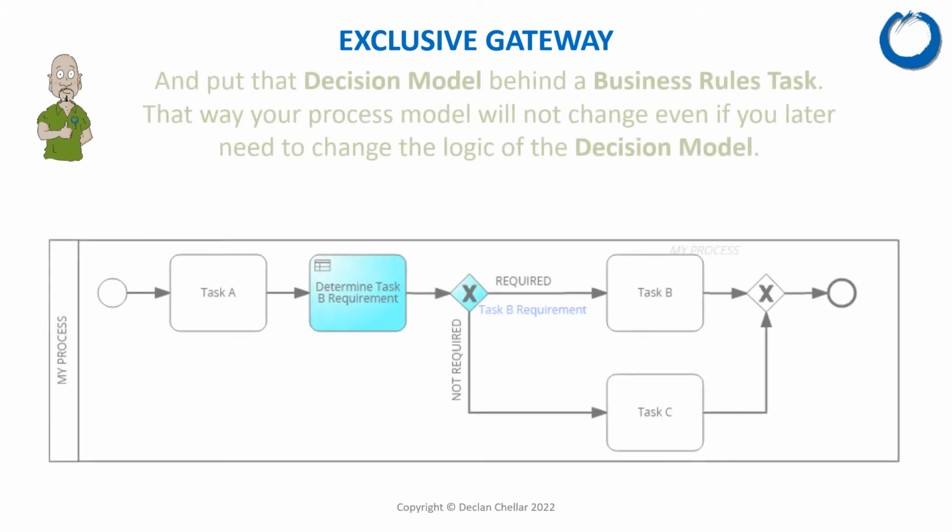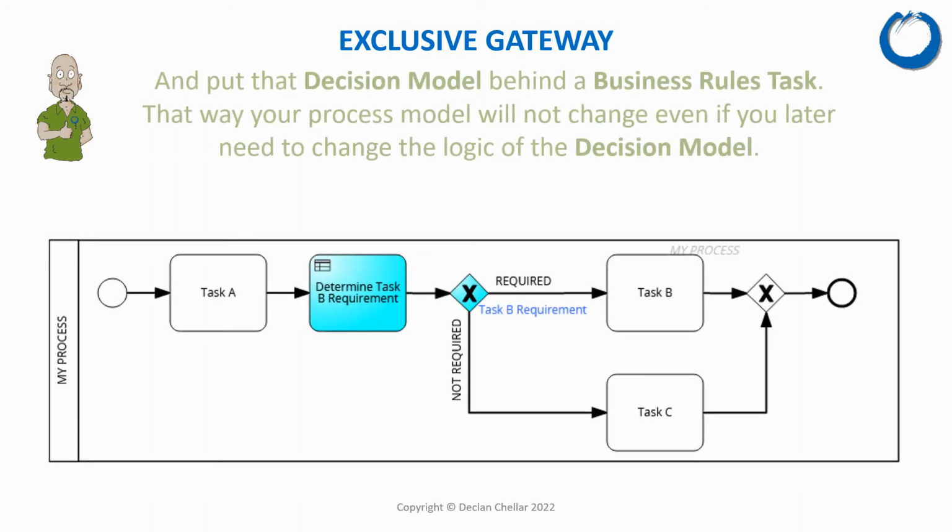And put that decision model behind a business rules task. That way, your process model will not change even if you later need to change the logic of the decision model.